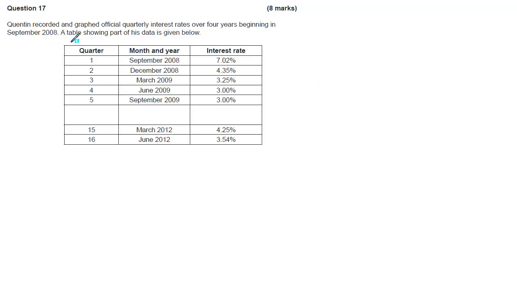Quentin recorded and graphed official quarterly interest rates over 4 years beginning in September 2008. A table showing part of his data is given below.